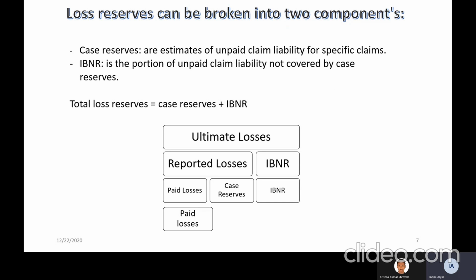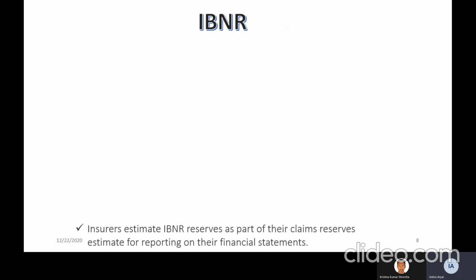So reported losses include the paid losses. Paid losses are the amount where the insurance company has paid a certain loss amount, and after that the case reserves and IBNR are included in the unpaid losses.